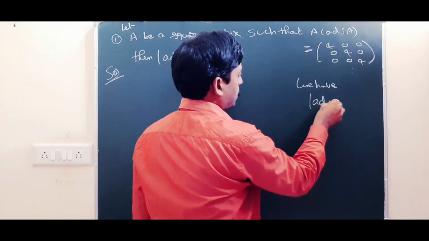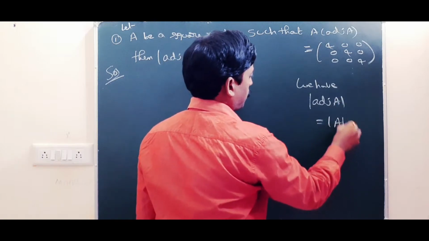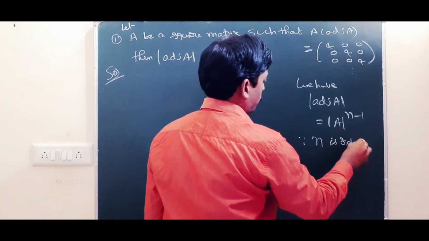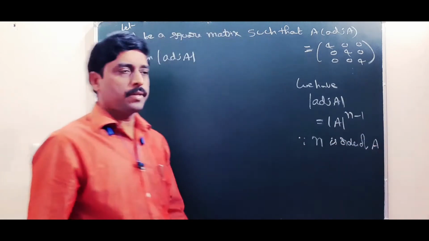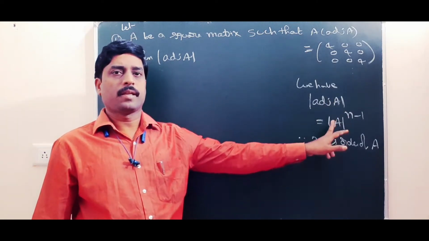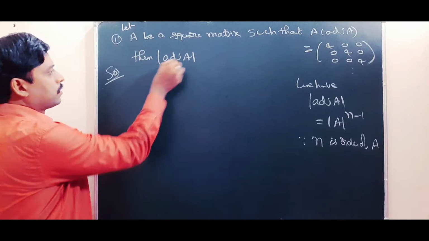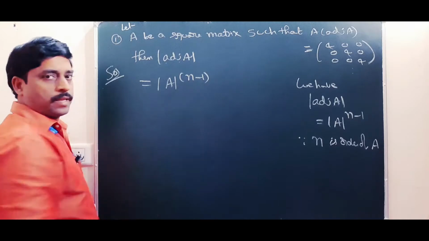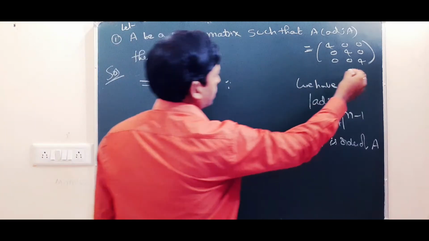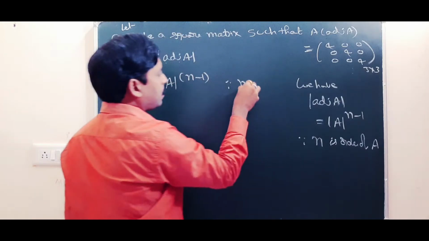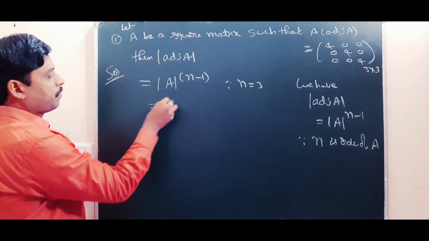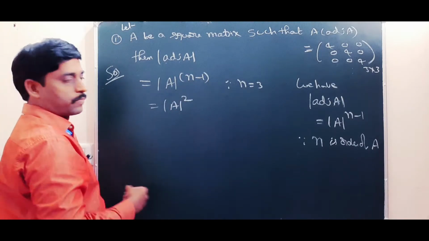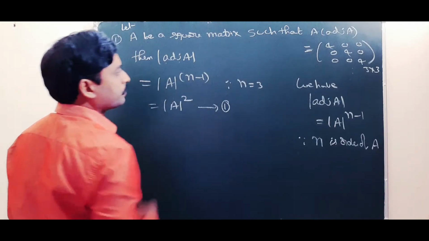Determinant of adjoint A is equal to determinant A power n minus 1, where n is the order of A. So what is the formula? Determinant of adjoint A equals determinant A power n minus 1. Our target is determinant of adjoint A, where n is the order of this matrix. The order given is 3 by 3, so n is equal to 3. So determinant A power 3 minus 1, that is determinant A whole square. Let us take this as equation 1.